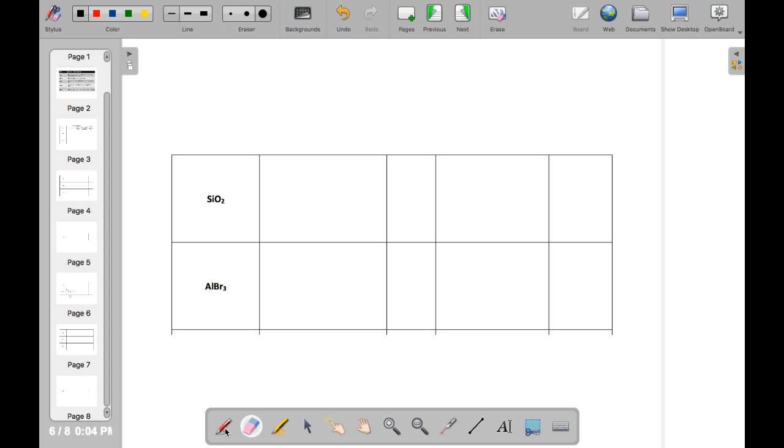All right. Well, I'm going to stop here. Next time we're going to finish this up, and then we're going to go into polarity. So hopefully that will then help us understand molecular geometry.